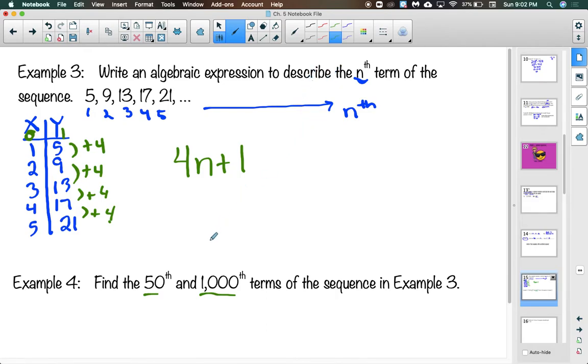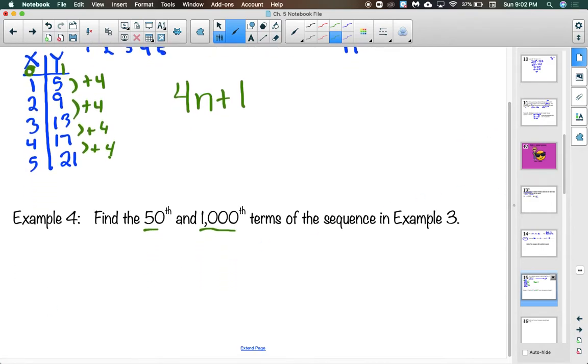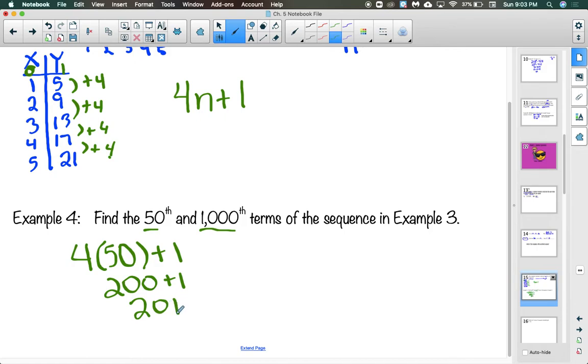So example number 4 ties into example number 3. It asks us to find the 50th and the 1000th terms in the sequence. That sounds really intimidating, but it's not. Check this out. We use that algebraic expression 4n plus 1. We're going to first find the 50th term, so we substitute 50 in for n. Don't forget your plus 1. Sometimes 7th graders forget that plus 1. 4 times 50 is 200, and if you add the 1, you get 201. So the 50th term in that sequence will be 201.